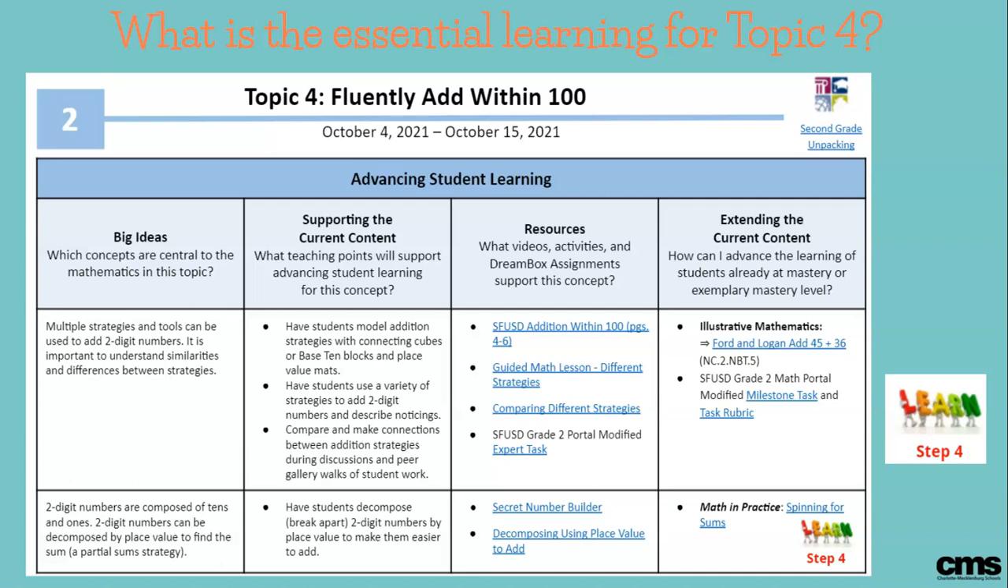So step 4 was redesigned and repurposed this year. Previously, this page was called the Range of Learners. Now it is called Advancing Student Learning. This step of the planning process provides guidance for addressing unfinished instruction. There are some highlighted big ideas from the topic, suggested teaching points, and resources here.